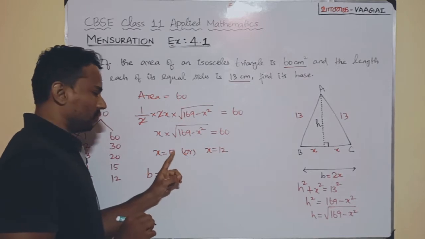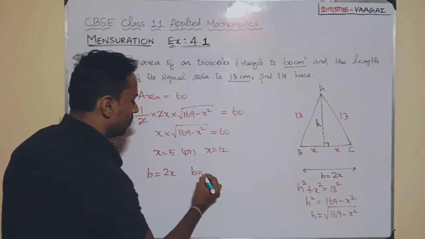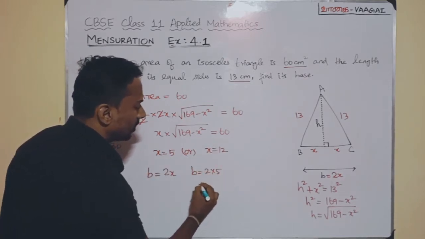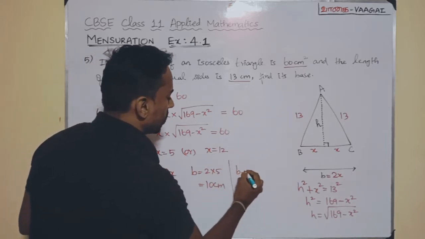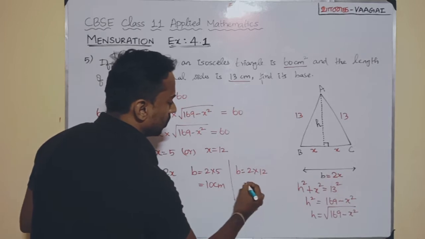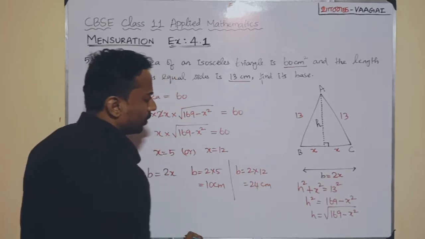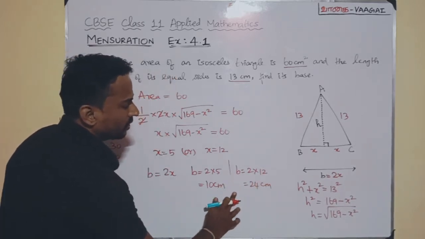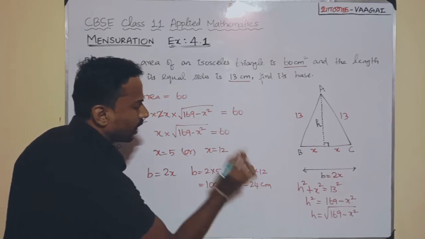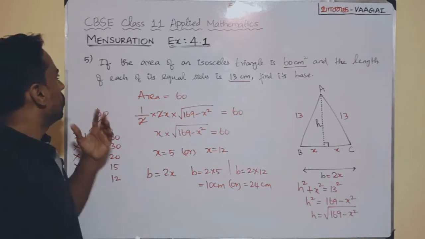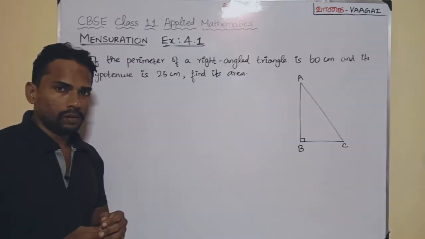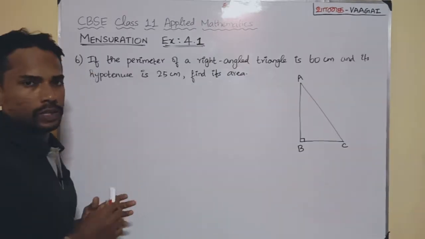So base can be what? When x is either 5 or 12, our base can be either 2 5s are 10 centimeters, or otherwise the base can be 2 12s are 24 centimeters. So our base can be either 10 centimeters or 24 centimeters. These are the two possible answers for question number 5. Next we have question number 6.